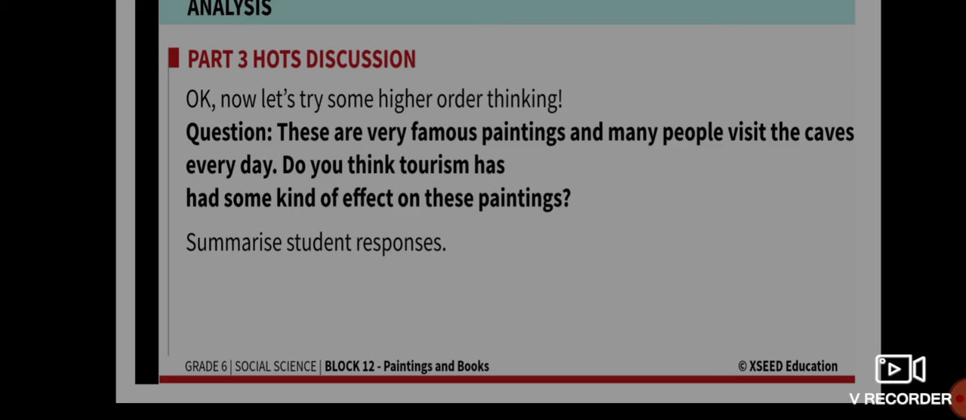Do you think tourism has had some kind of effect on this painting? I hope you get the question. All these paintings are very famous, so many people come and visit the caves every day. Do you think the tourists have had some kind of effect on the paintings? Yes, obviously the answer is yes. And what is that? Let's learn.